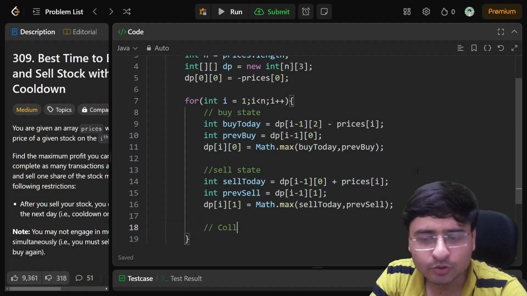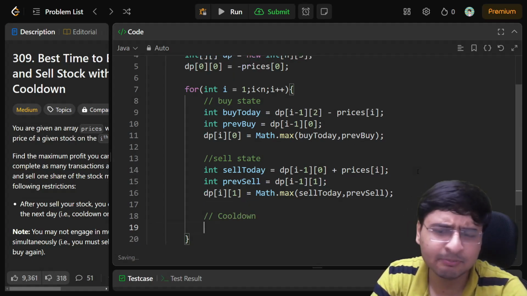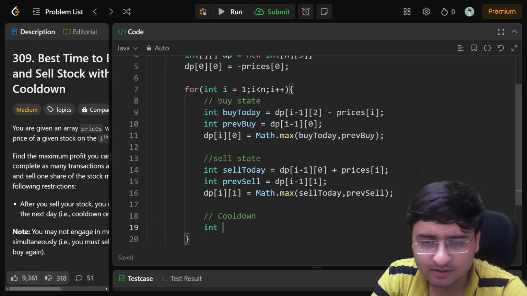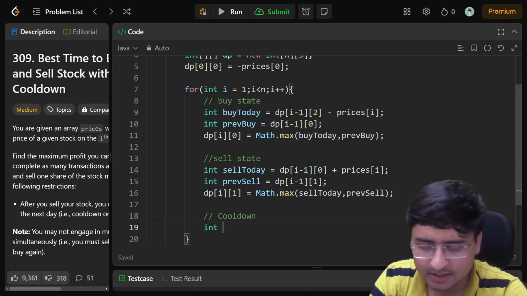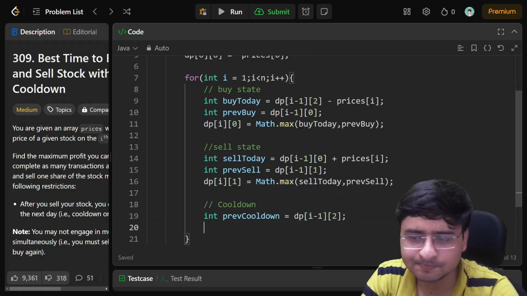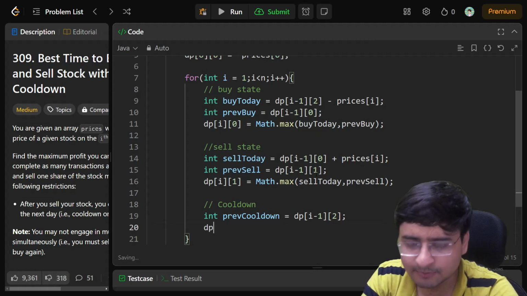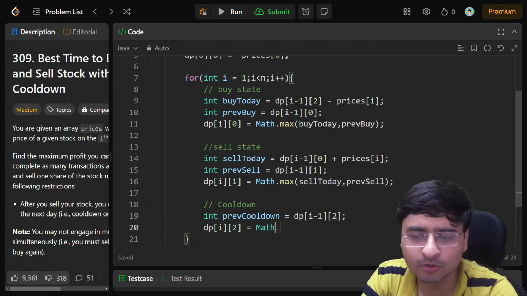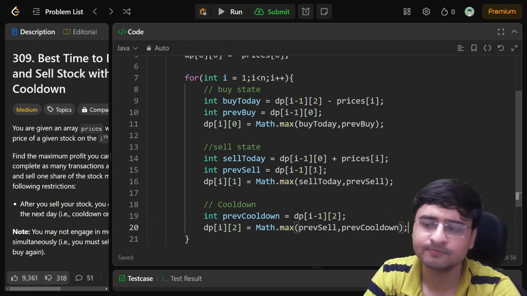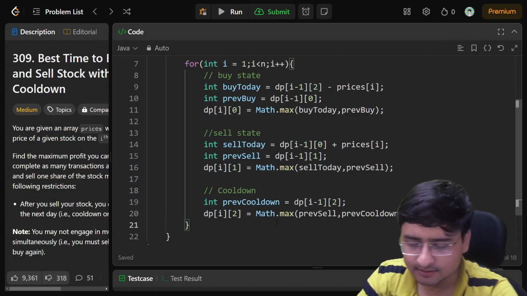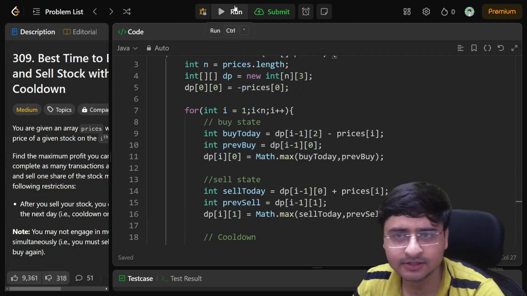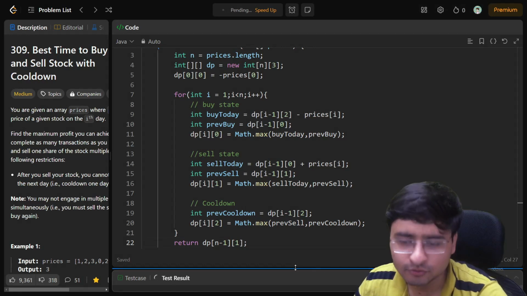Okay, if I'm on cooldown today, it will be simple, right? Previous sell is already available as dp[i-1][1]. Let's consider that, right? And previous cooldown is equal to dp[i-1][2], right? So what I'm going to do is dp[i][2] is equal to Math.max of previous sell, comma, previous cooldown. I hope this makes sense, right? In the end I'm going to return dp[n-1][1], the sell state of the last day, correct? I hope this makes sense to all of you.